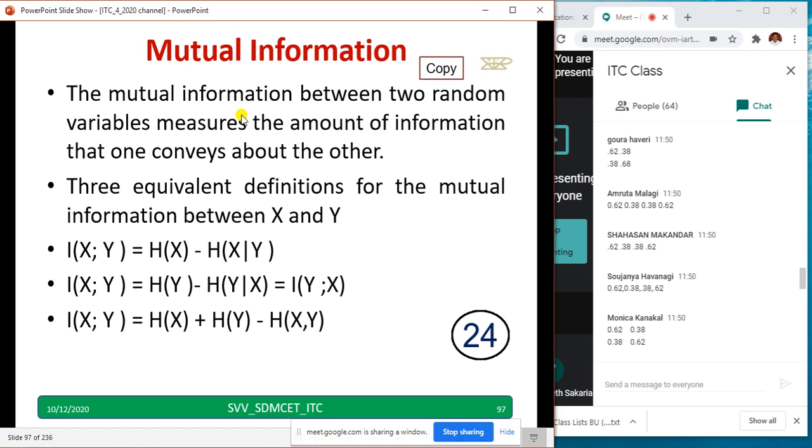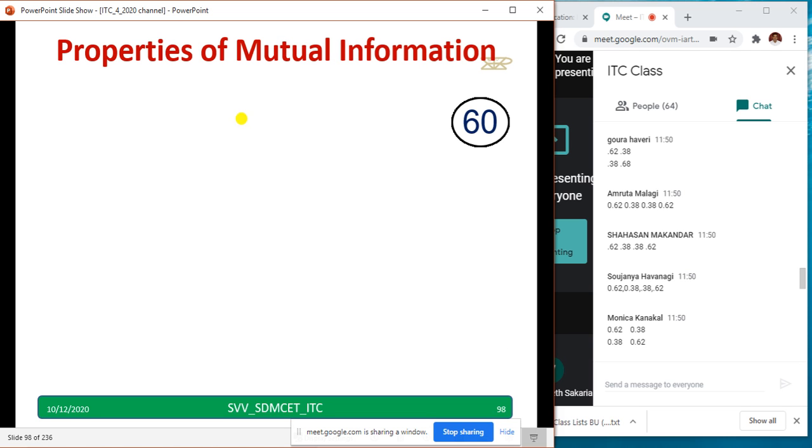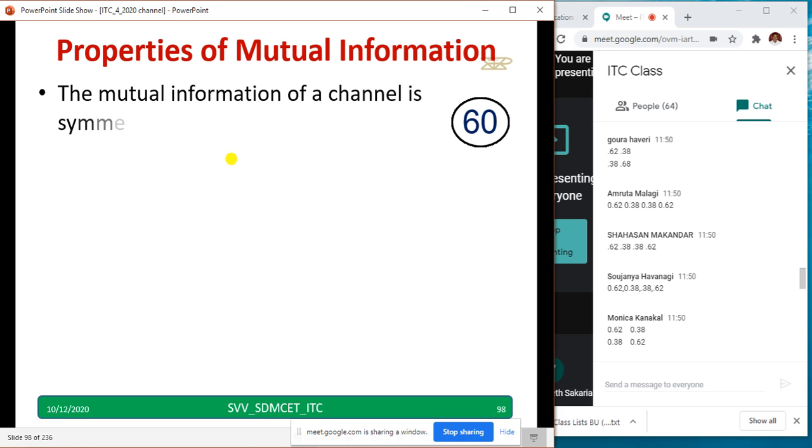So let us go to the next. Properties of mutual information. It is a theory. I want you people to just note down, because there is one standard question they will ask sometimes. The mutual information of a channel is symmetric. Meaning I of x comma y equals I of y comma x. Or in some books they say I of a comma b equals I of b comma a.